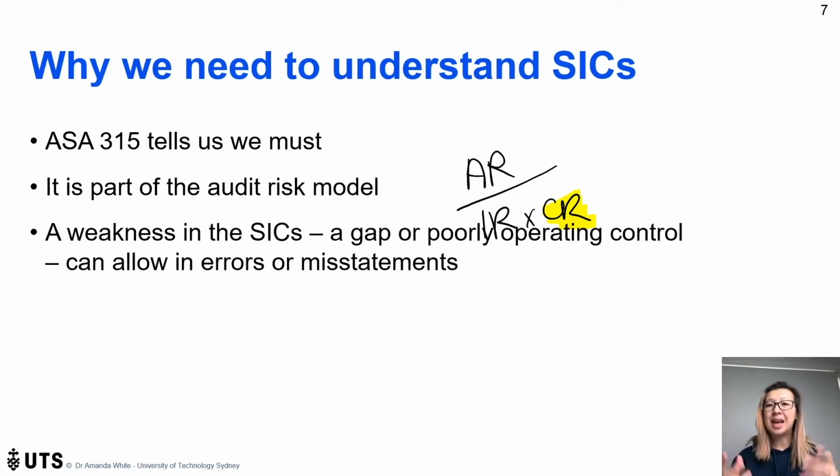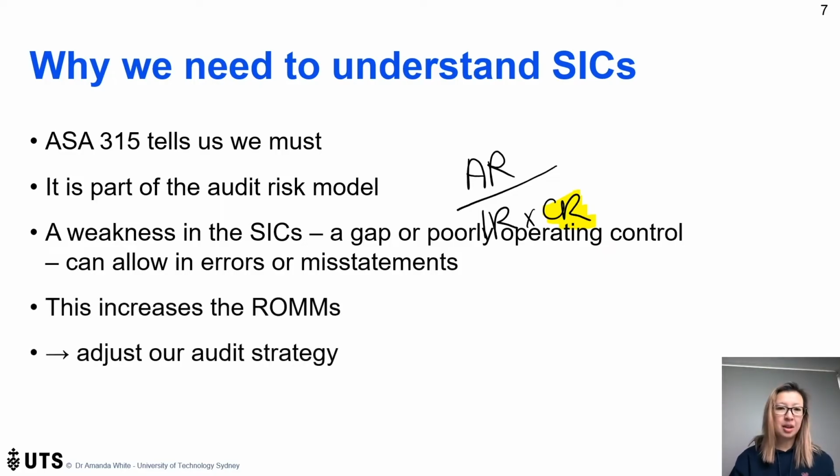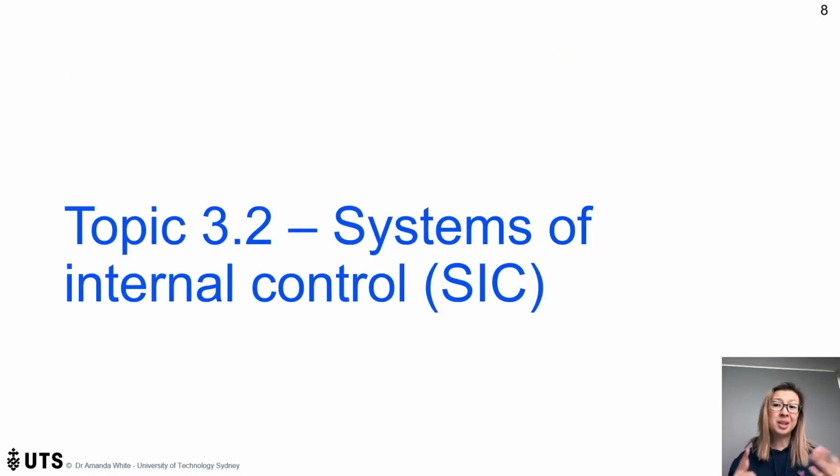I mentioned that a gap or a poorly operating control can allow errors or misstatements. This increases the risk, and then we need to adjust our audit strategy. But remember, we can take advantage of knowing where these gaps are to help us plan the audit more effectively. So let's look at what exactly are the systems of internal control. I did cover this very briefly in the earlier risks of material misstatement introduction video, but now we're going to get into it in more detail.